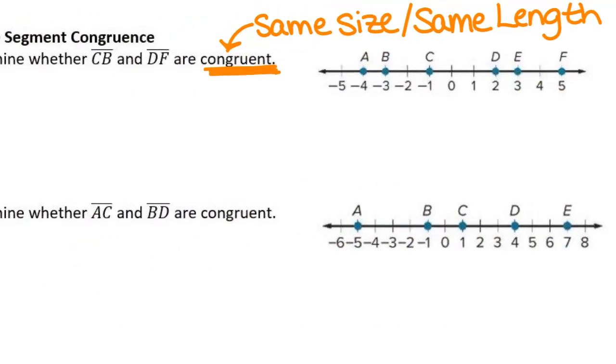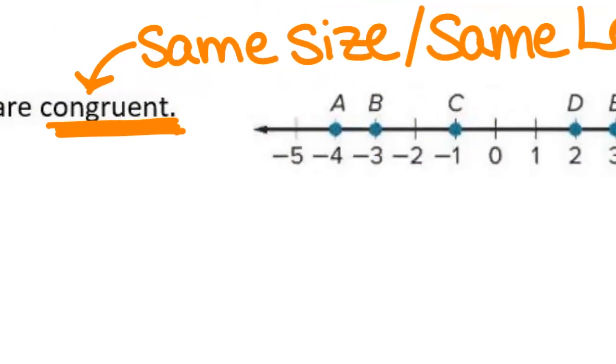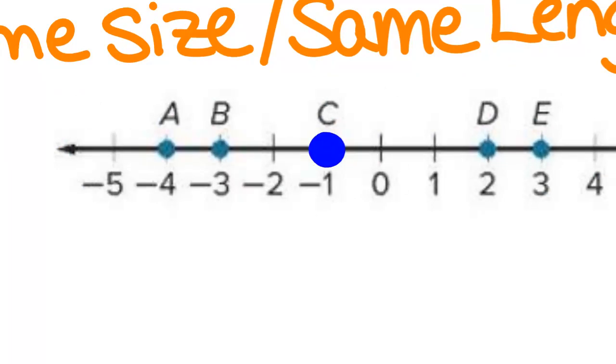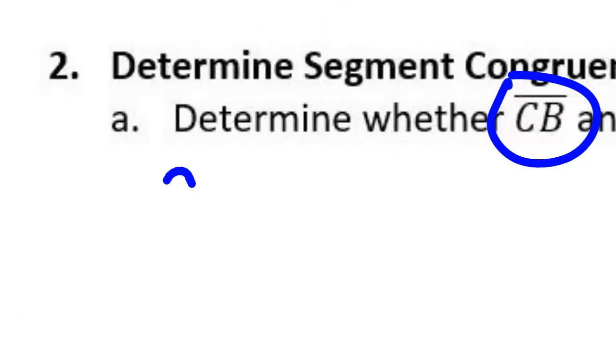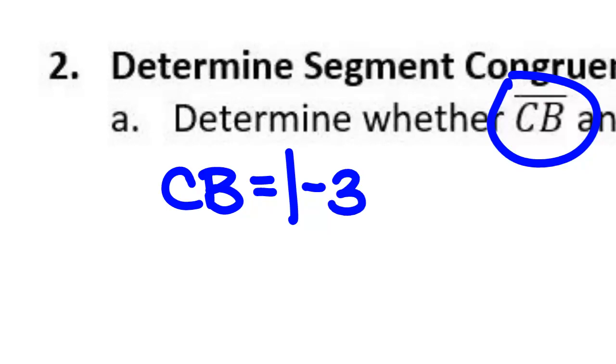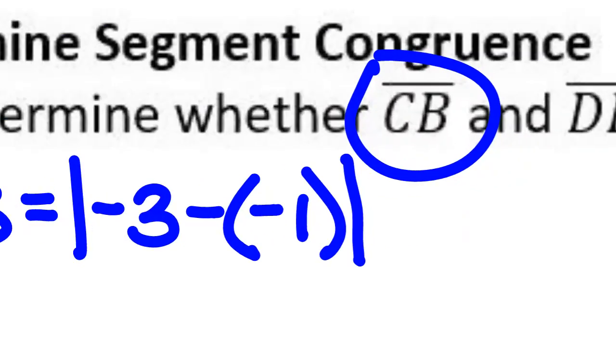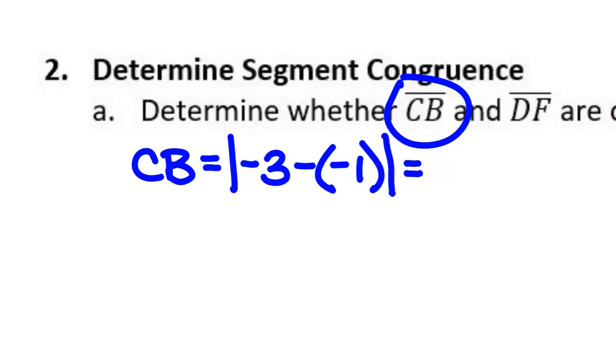All right, so we need to find the length from C to B. Well, here's C and here's B. So I want to find that length there. From C to B, that is the absolute value of -3 minus -1, or you could turn the numbers around the other way. What happens when I minus a negative again? Turns into a positive. Thank you, sir.